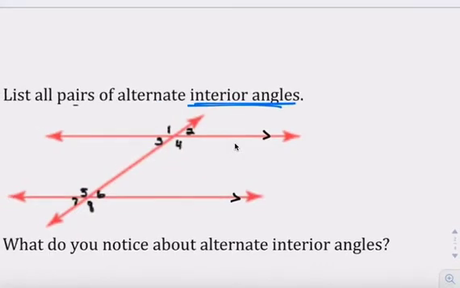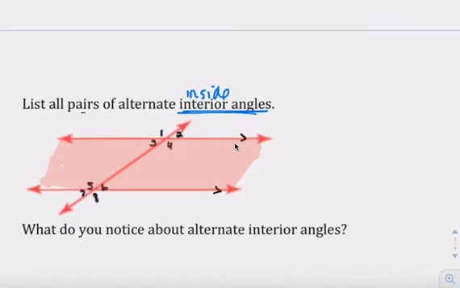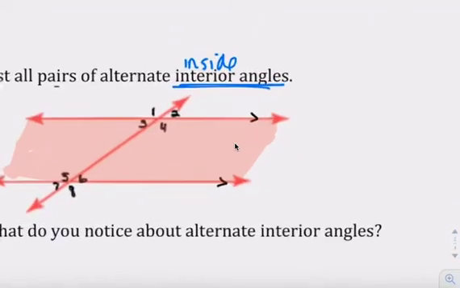Okay, interior means inside. So highlight lightly with your pencil the inside part. Let me start over. If I lift this up, it will make it darker, so don't make it darker on yours. This is the interior. Interior means inside. List all pairs of alternate interior angles.